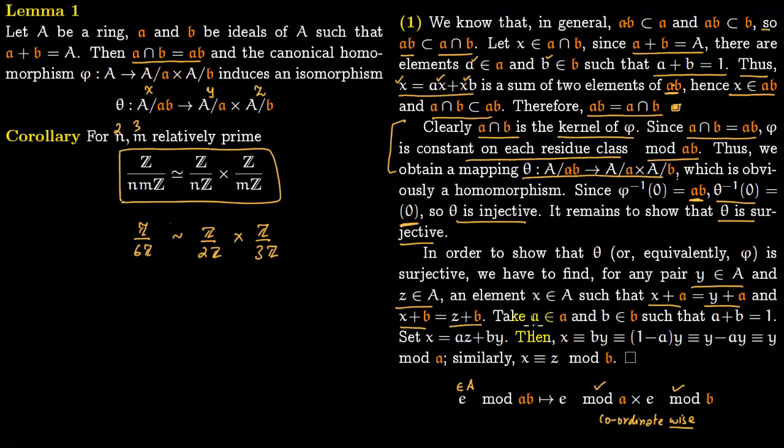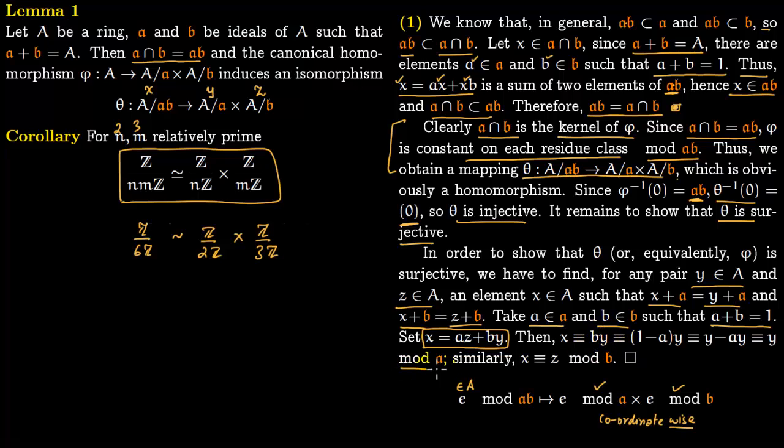So you take some a in A and b in B such that a plus b is 1. Again, this comes from this relationship here, and we have talked about it right here. And you set x as az plus by, and that is the only thing we need to worry about. So this is the central piece of surjectivity. Then you modulo out with A, so x is equal to by.